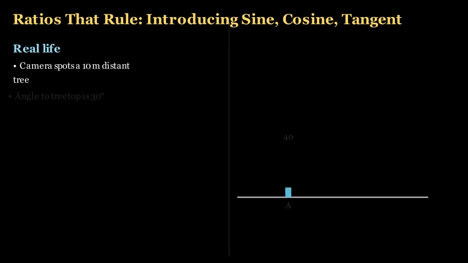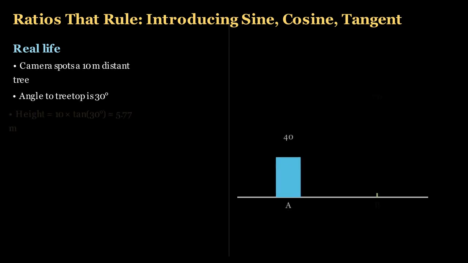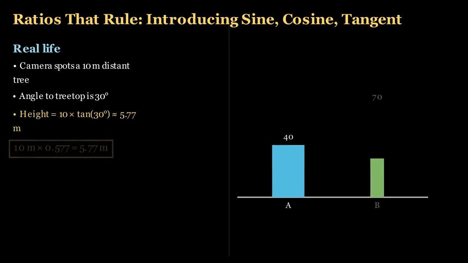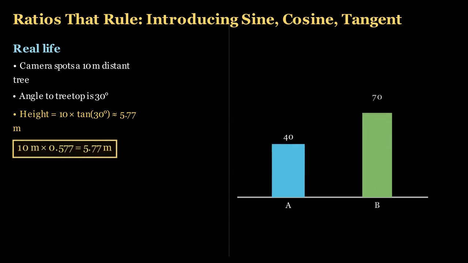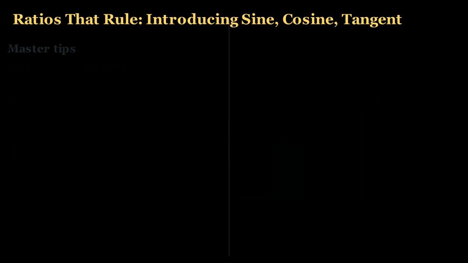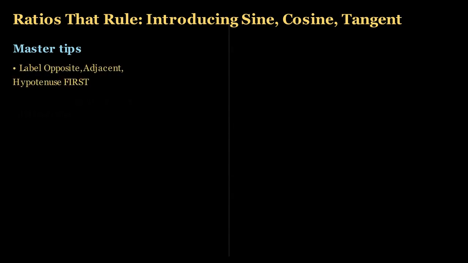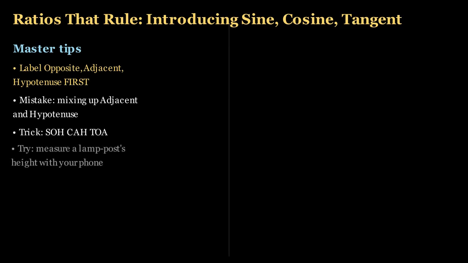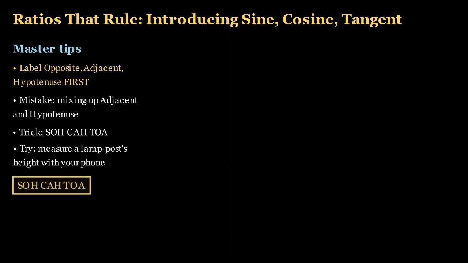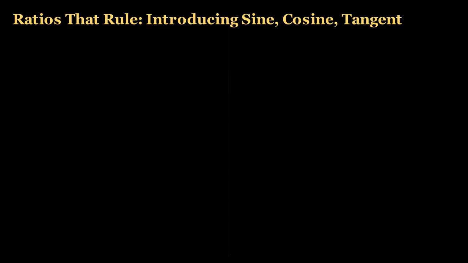Your camera is 10 meters from a tree. The angle from the lens to the treetop is 30 degrees. Which ratio links the tree's height, opposite, to your distance, adjacent? Tangent. So height equals distance times tan of the angle, 10 times tan 30. Always label the 3 sides before picking a ratio. The most common mistake is using the hypotenuse when you need the adjacent side. Remember the chant SOHCAHTOA: sine is opposite over hypotenuse, cosine is adjacent over hypotenuse, tangent is opposite over adjacent.